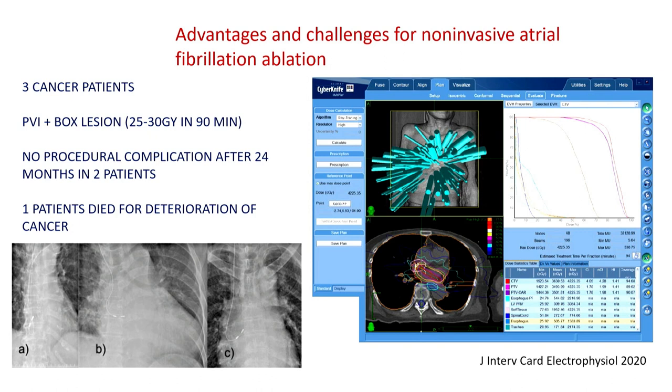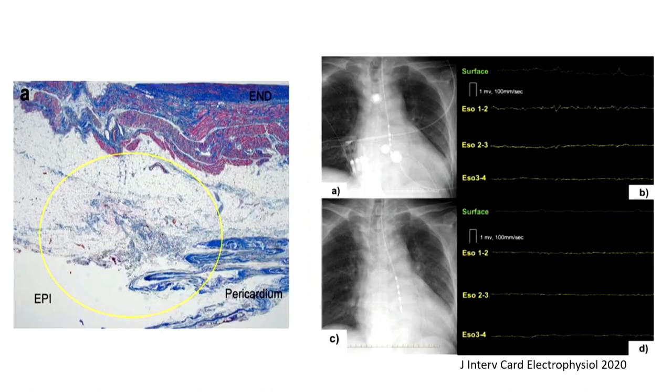Among these three patients, one died due to the cancer, and two had some study. This is a transesophageal recording without any potential. So it looks that it works. And this is the dead patient. You see very nice fibrosis.